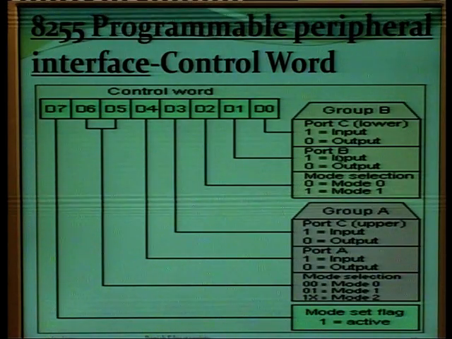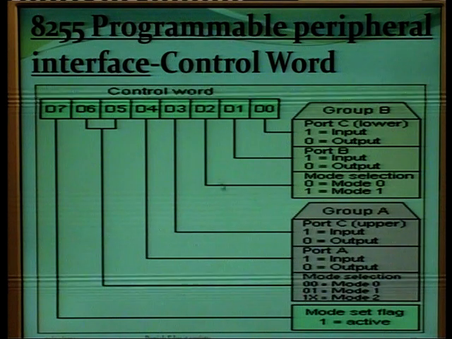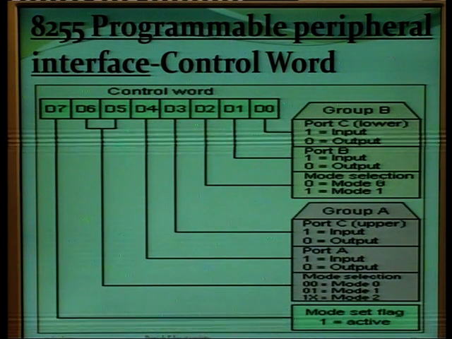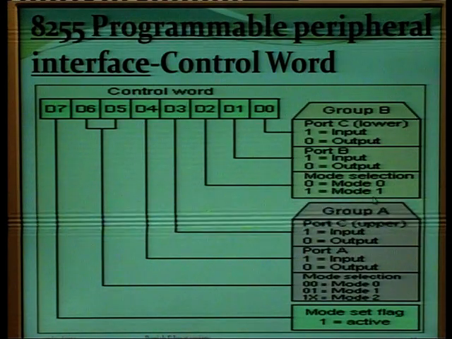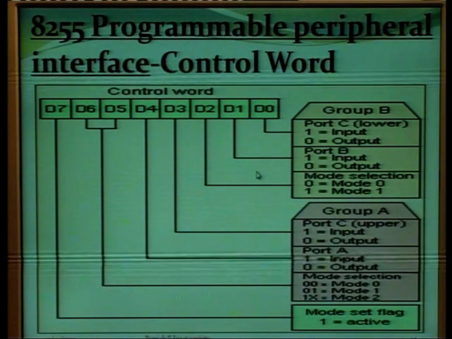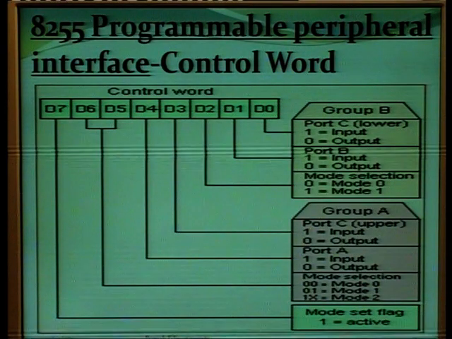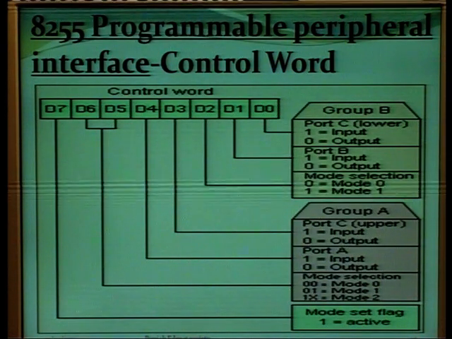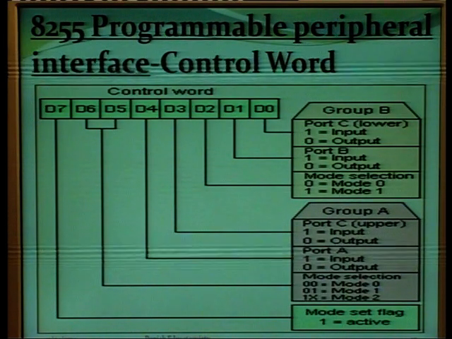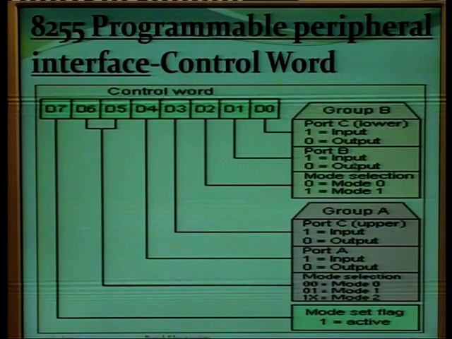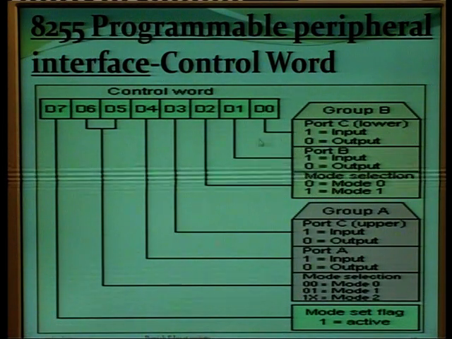D1 is for port B, 1 means input, 0 means output, and D2 is for mode selection, 0 means mode 0 and 1 means mode 1. We have already discussed that it has two operating modes, BSR and input output mode. In input output mode, there are further three modes, 0, 1 and 2. So, this D2 indicates whether there is mode 0 or mode 1 for group B.